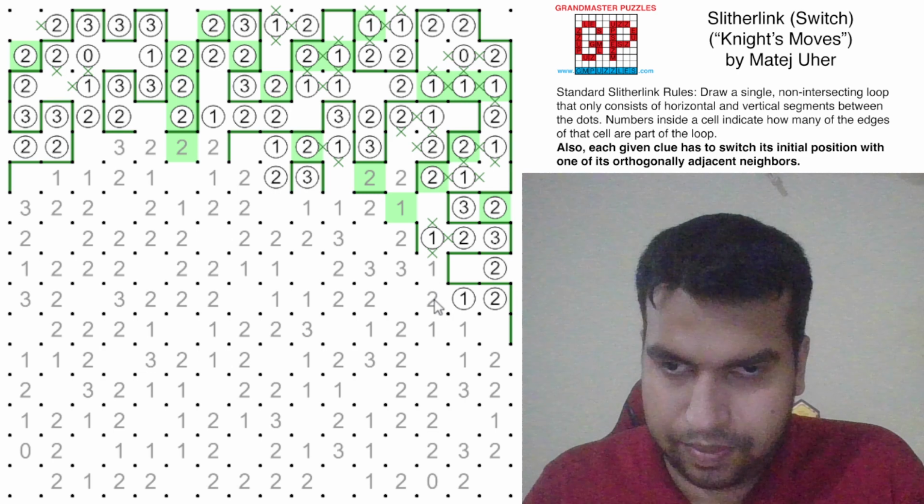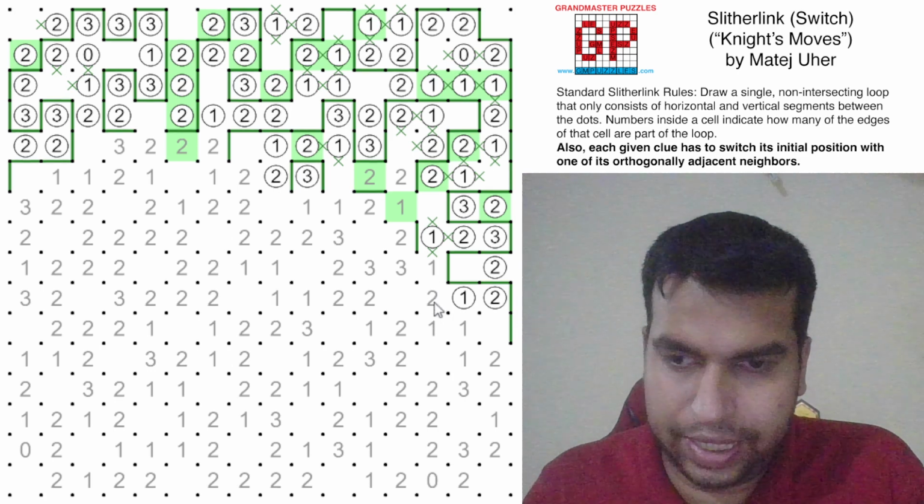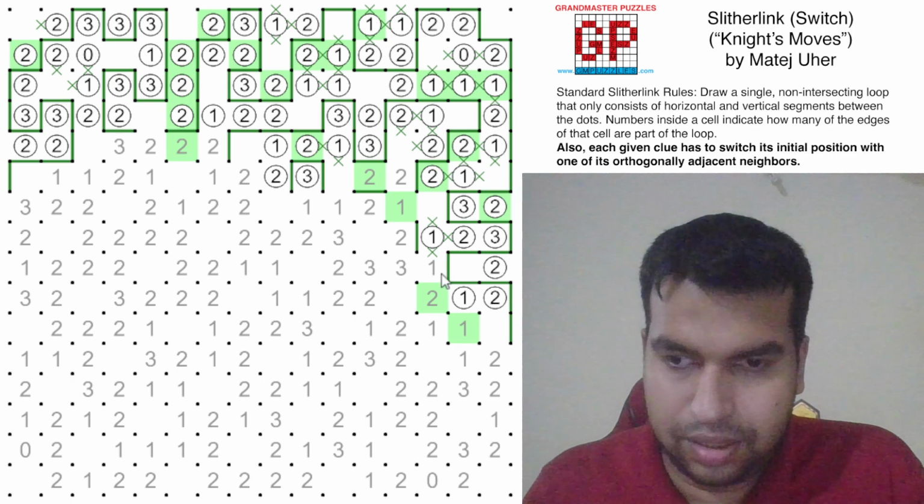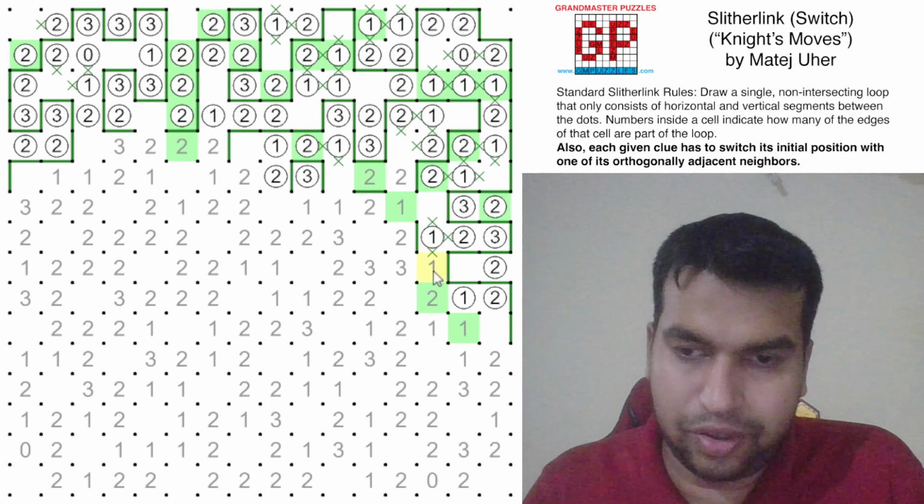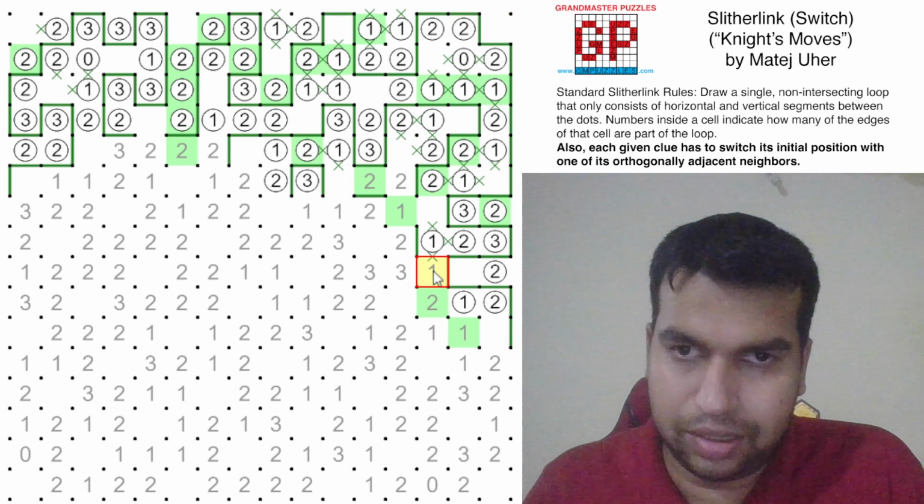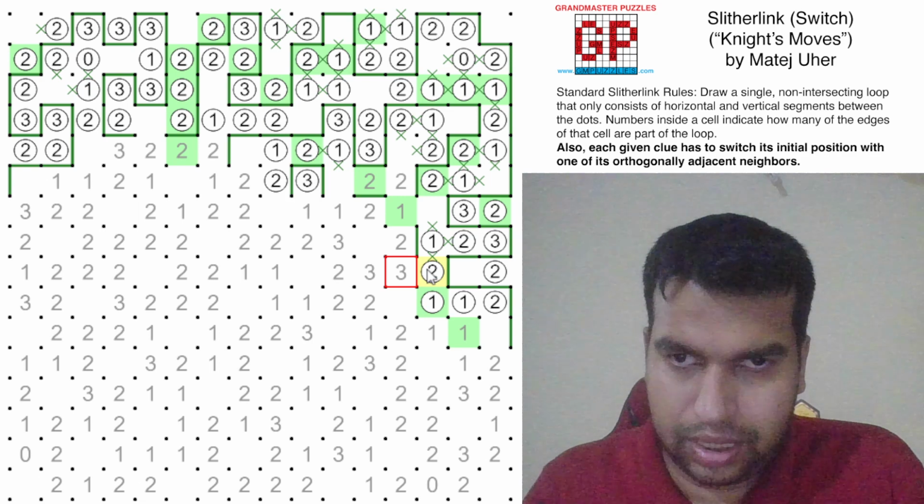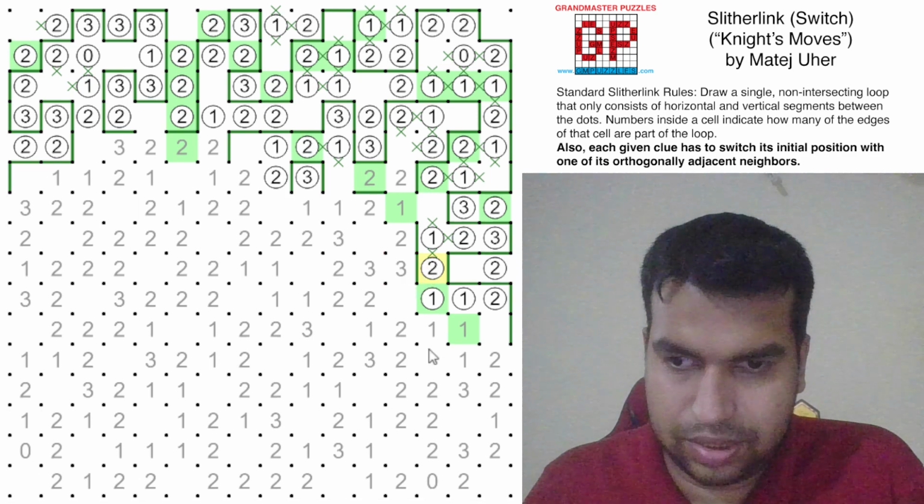So now a few more green cells. This has to be a 1. This has to be a 1. Now this 1 over here can either be a 3 or a 2. It can't be a 3 clearly. So it pairs with the 2 below, and that forces this to happen.